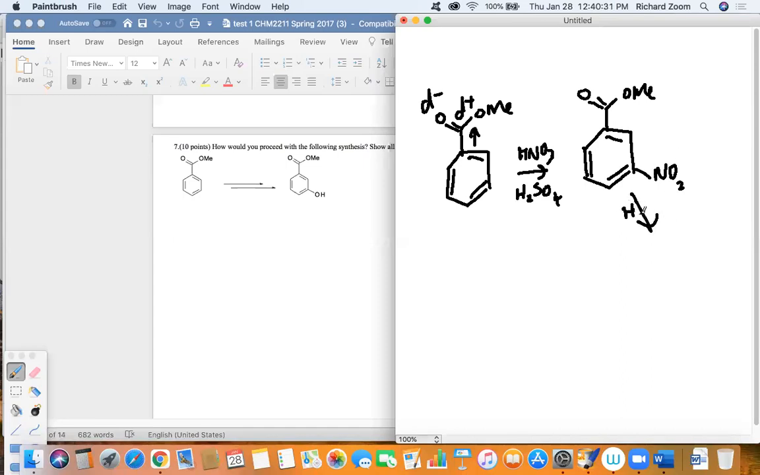Then we can do the reduction, which is the hydrogen palladium, which makes it an aniline. And the diazonium reaction only occurs with the amine here, not anything else. Let's put this over here first. There we go, that's better.